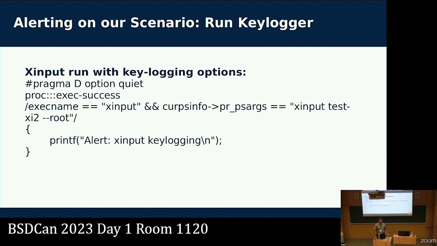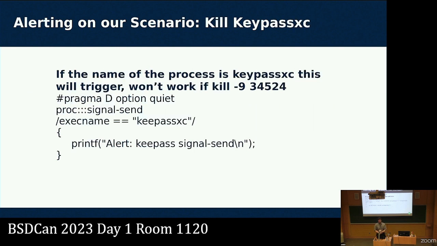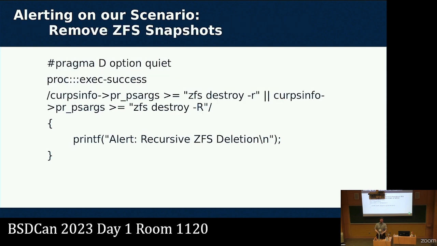And then our scenario for running the keylogger: if xinput is executed with these arguments, then run the alert. The exact name path predicate is probably not needed, but if you see this being opened, key logging is happening. And then for killing KeePass, just proc signal send, looking for KeePassXC. If a signal is sent to that process, then you will pop an alert. It's not particular about the signal. It could probably be refined a little bit more to look for specific signals. And it surprised me anyway that if you kill all the KeePassXC processes, like if you just use the PID versus the name, the alert will still trigger, which I thought was pretty neat.